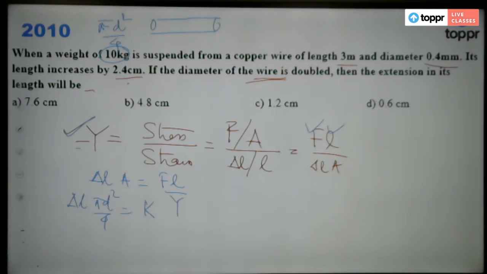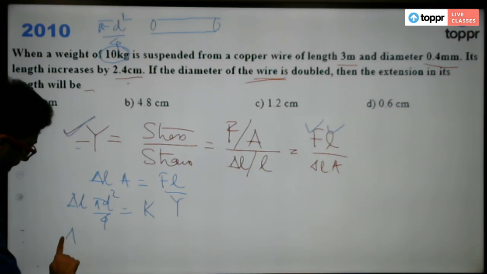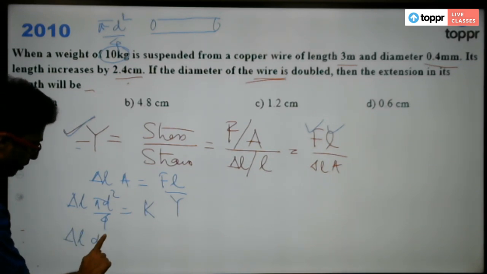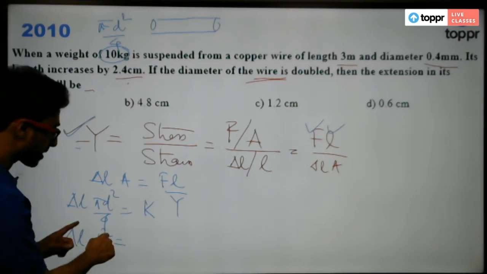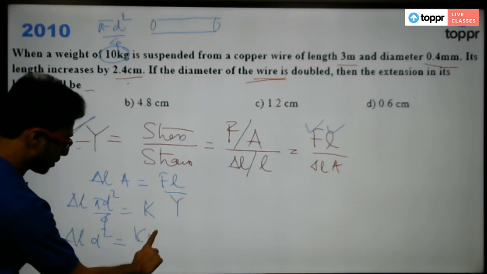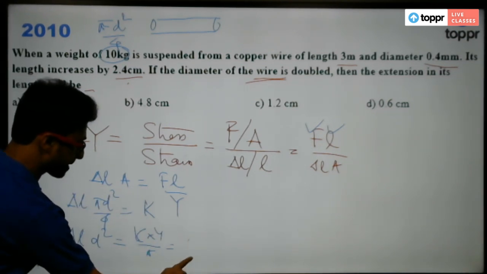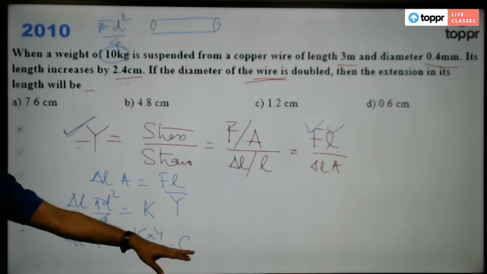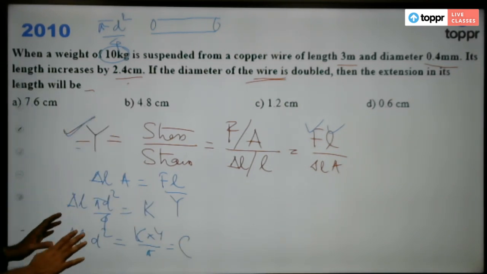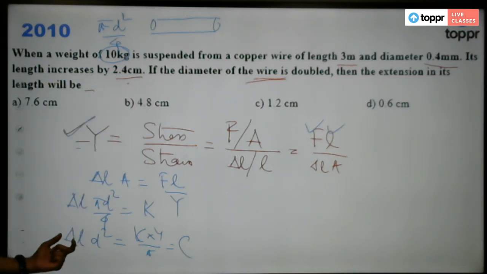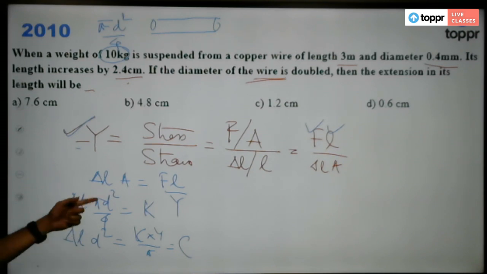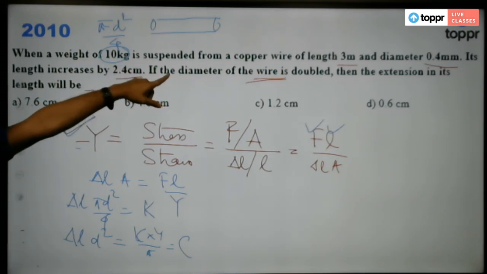If we take it on the other side, we can write del L into d square is nothing but k into 4 by pi, that is nothing but another constant. So what have we derived in this? We have derived that the product of the extension and the square of the diameter is a constant for this particular situation.